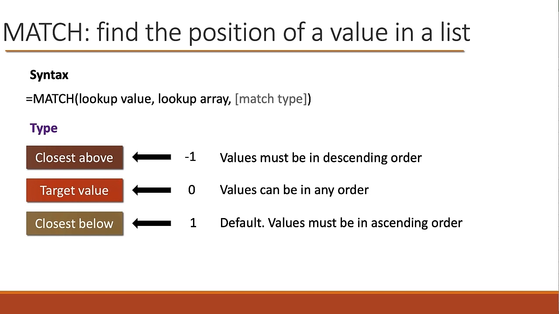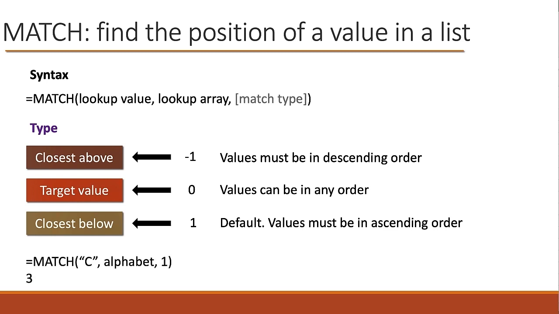And the opposite of the first option is if we use a +1 as the match type, that means we will accept an approximate lookup value, and it has to be less than the target value we're looking for. For this to work, the list has to be sorted in ascending order. Now, that's the default match type. So if we leave out that third option, the function will assume we will accept the closest value below if it doesn't find an exact match.